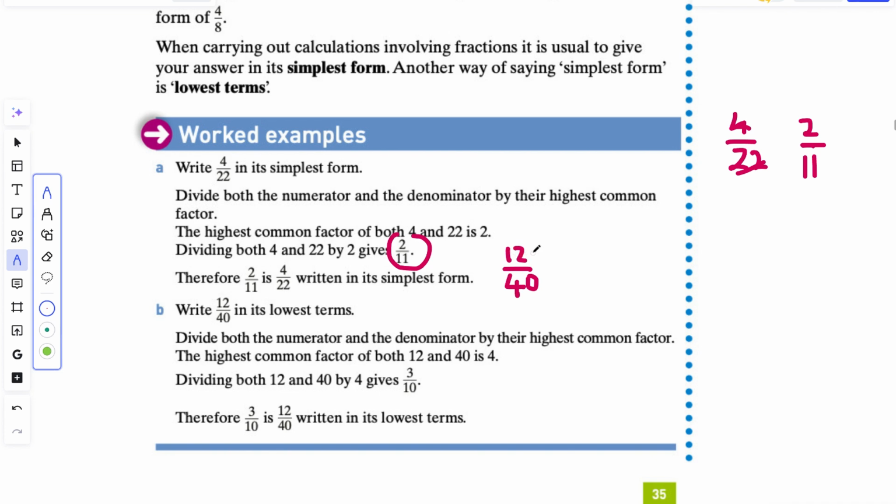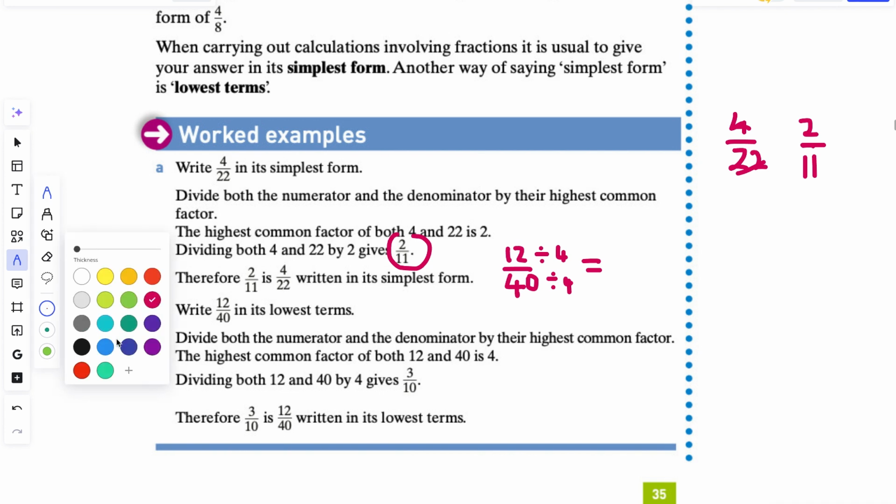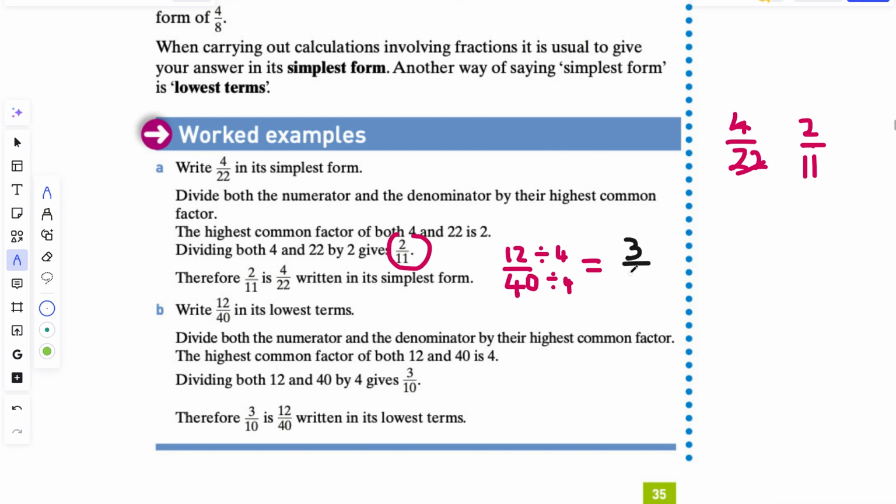Divide both numerator and denominator by the same factor, the highest common factor. So you say 12 divided by 4 and 40 divided by 4. 12 divided by 4 will give us 3 in the numerator. And in the denominator, 40 divided by 4 will give us 10. So this gives us 3 over 10 as the simplest form of this fraction.